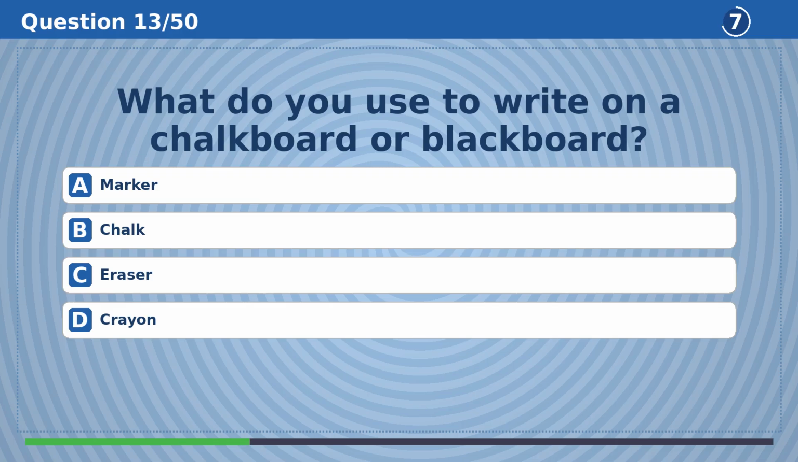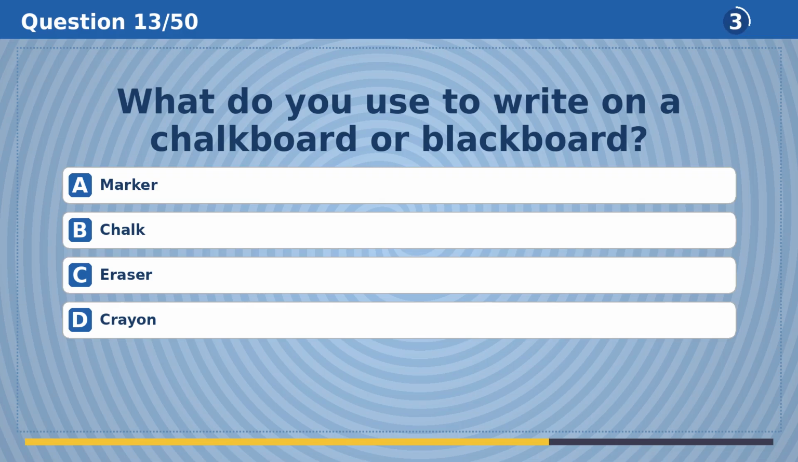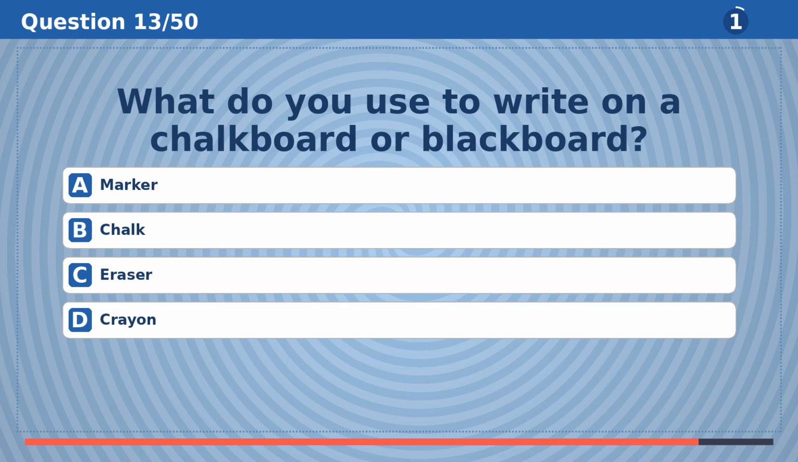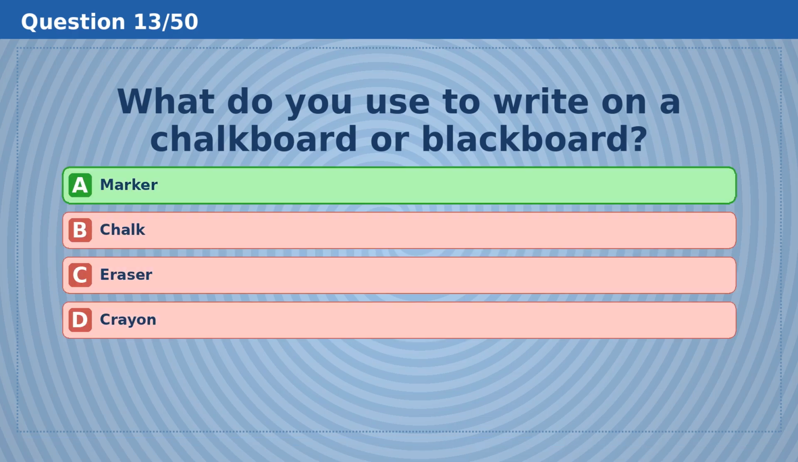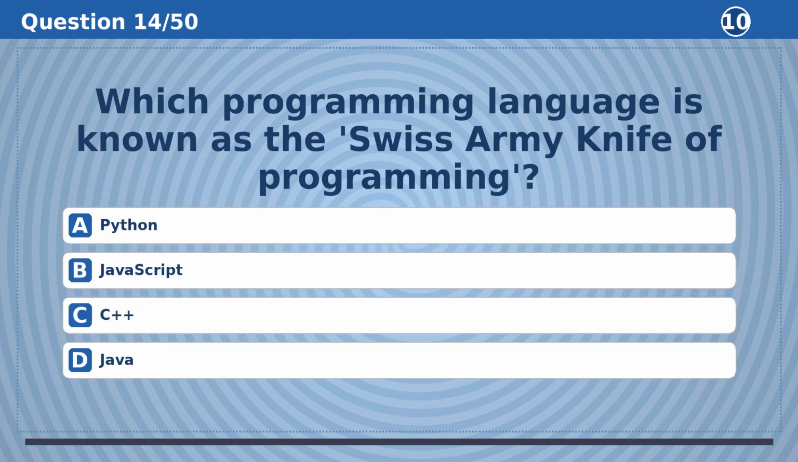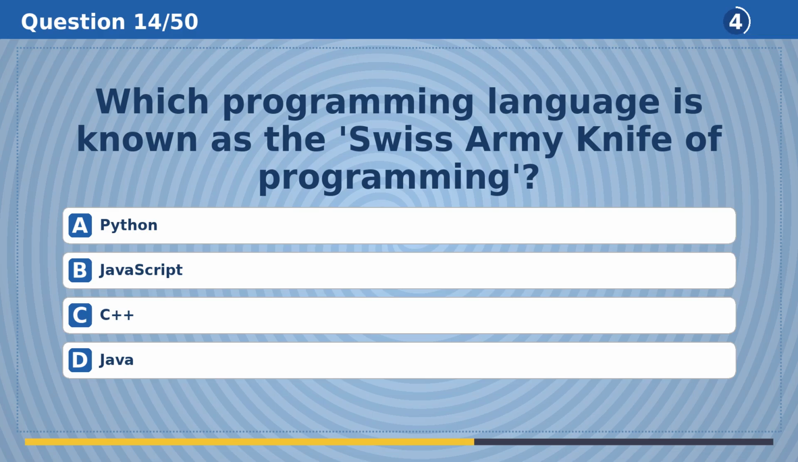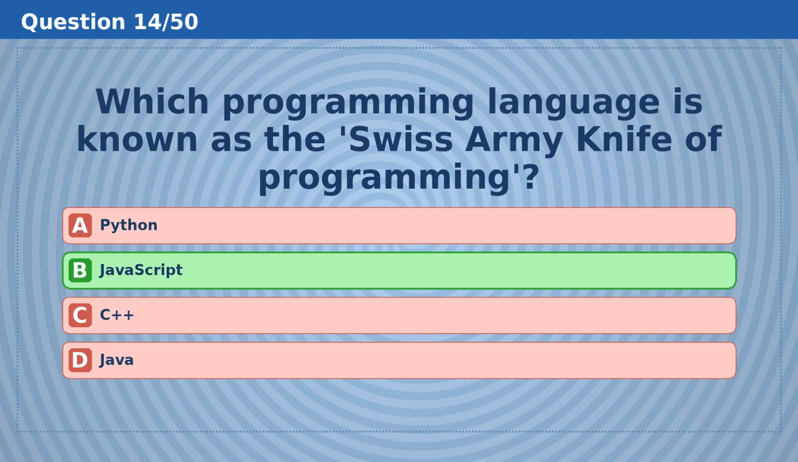What do you use to write on a chalkboard or blackboard? The answer is A. Marker. Which programming language is known as the Swiss Army knife of programming? The answer is B. JavaScript.